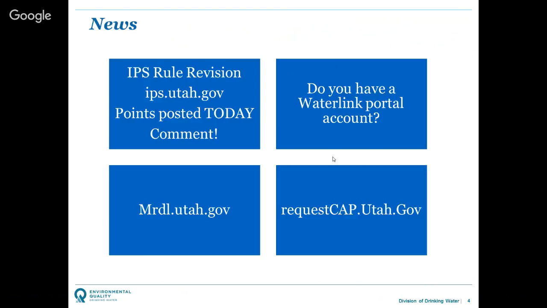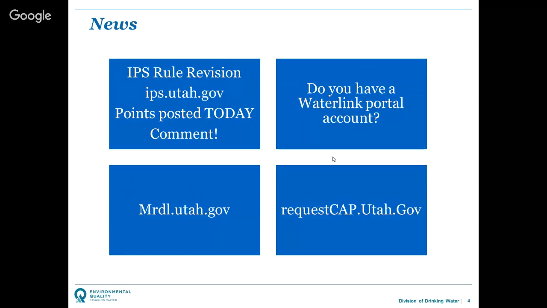The WaterLink portal is up and running, and if you don't have one, you're going to need one. This is a way that we're going to be accepting information going forward about water system operator changes, personnel changes throughout your water system, and contact information. In the future, it'll probably be even grander than that. We're going to look at sample site plans eventually, or CCRs will go through there. Document upload. So if you don't have a WaterLink portal account, get one. Again, it's covered in the WaterLink 101 training.